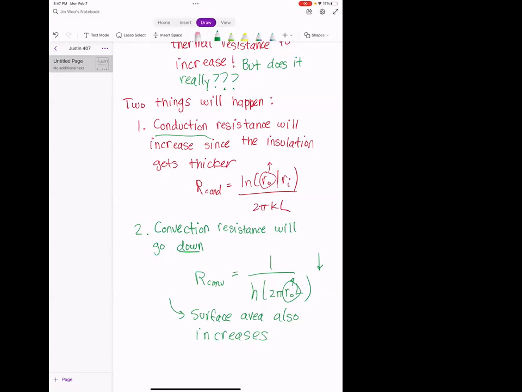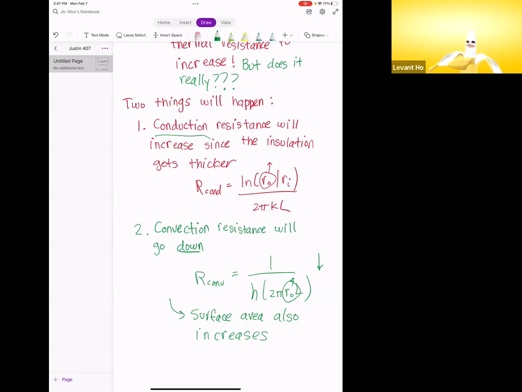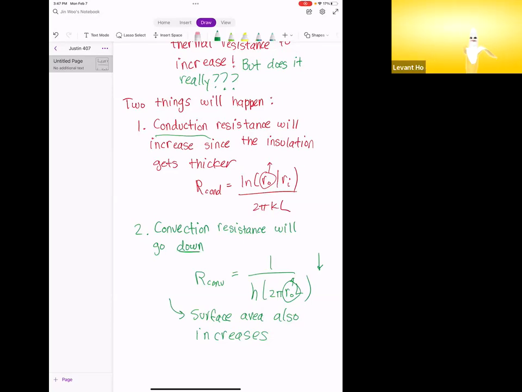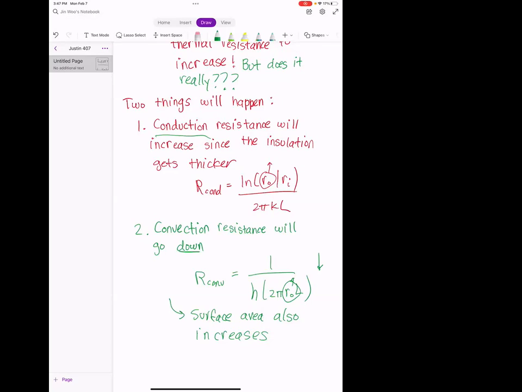Are you using Dr. Lee's tablet? I am, because something that happened this morning was I lost my stylus, and I was scrambling trying to find a new one that works with my iPad, but I couldn't, so Dr. Lee lent me his. Oh, okay. Yeah, but I'm going to give it back to him. I'm going to get a new one after this lecture.